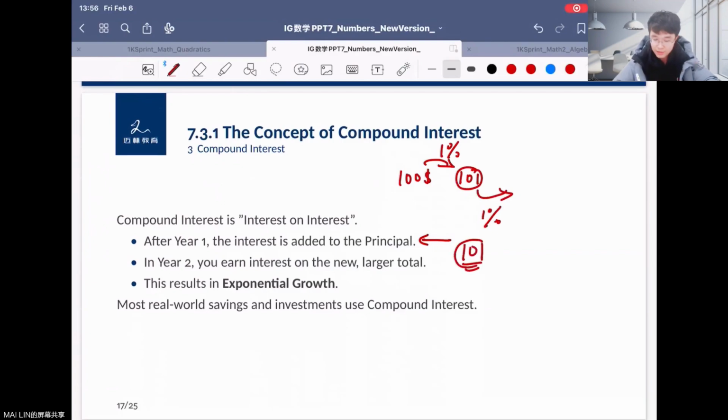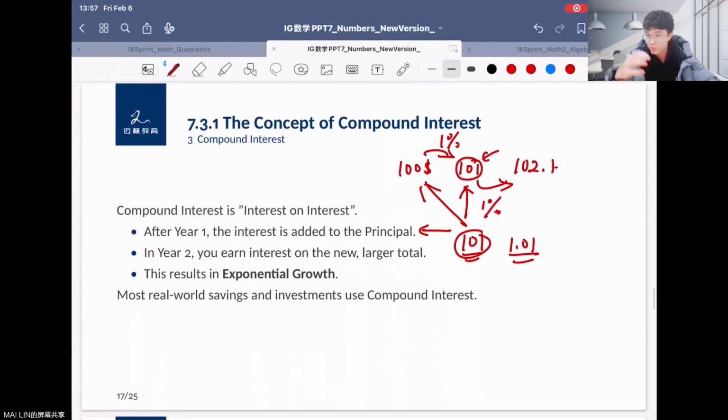Here you use the base money plus the earnings you have. So it's 100 plus 1 is 101, then times 1%. So you earn about $1.01 in the next year, and your total is about $102.01. You find that compound interest always follows a rule: you use the interest to grow more interest.